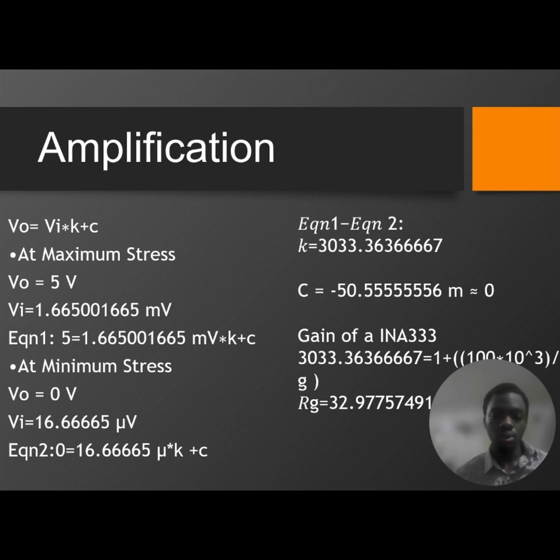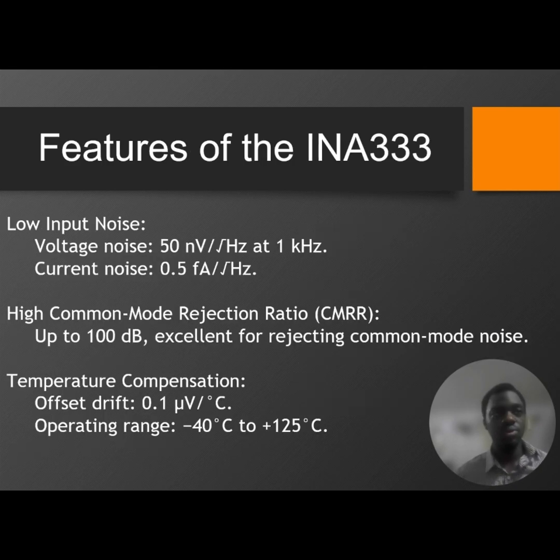Now, using the formula provided by the manufacturers on the data sheet of the instrumentation amplifier, we can solve for our gain resistor, which we found to be 33 ohms. We'll simply use a potentiometer to achieve this resistance, as it is not a standard value. Now, we'll go into the features and show you how we have the perfect tool for the job. So we'll be going over the criteria and how the features of the INA333 amplifier achieve our criteria.